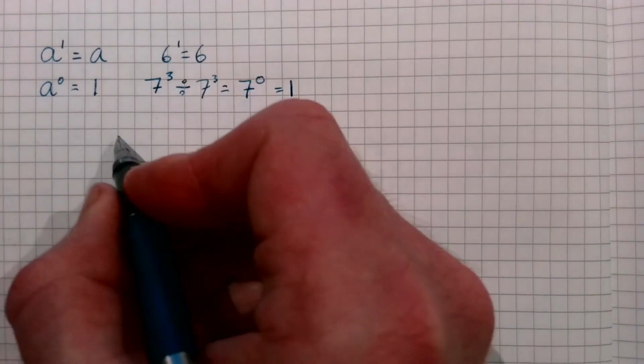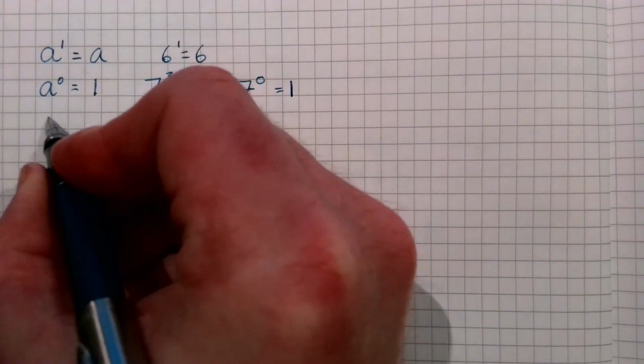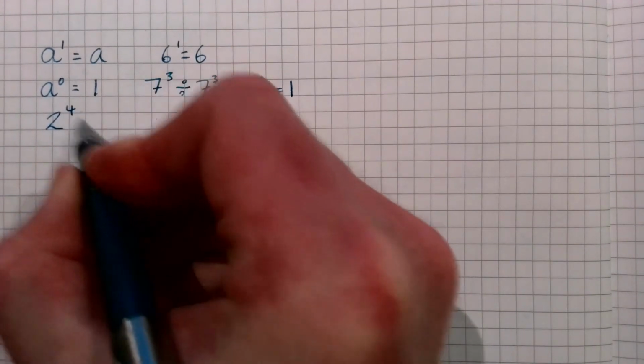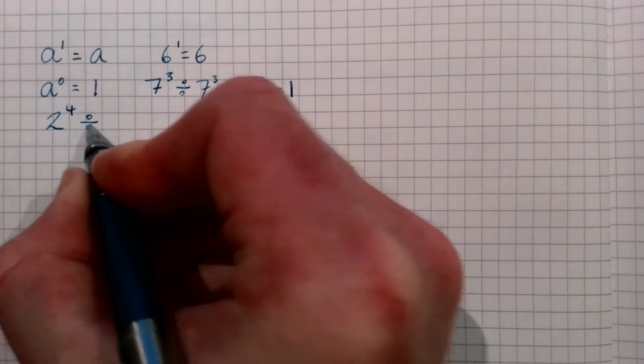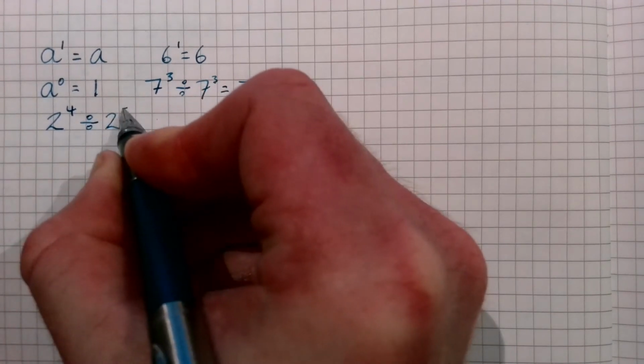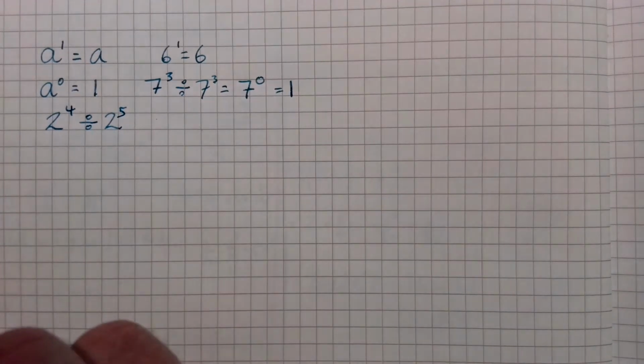Now what happens if I had, for example, 2 to the power 4 divided by 2 to the power 5?